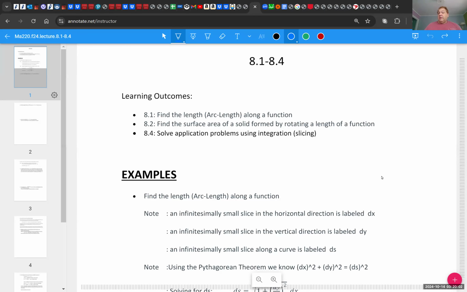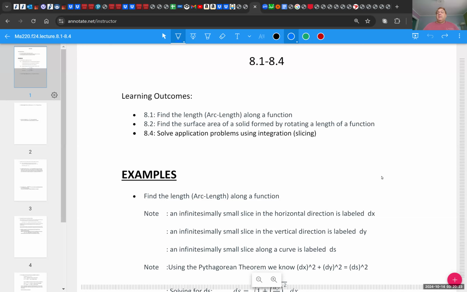Hello and welcome. This is a video for section 8.1 on finding the length along a function, something the math folks call arc length. A bigger idea I'm going to be trying to emphasize throughout chapter 8 is how to approach finding these values by slicing. Slicing is one of the big three main ideas in Calculus 2.